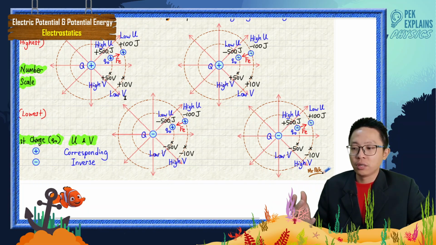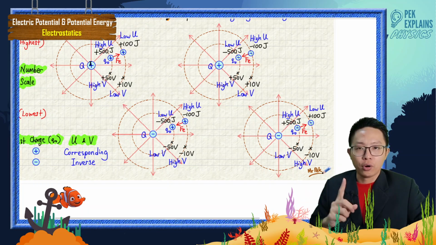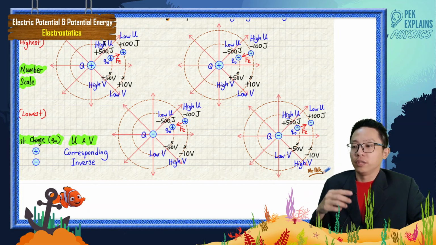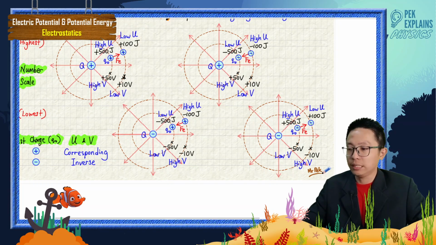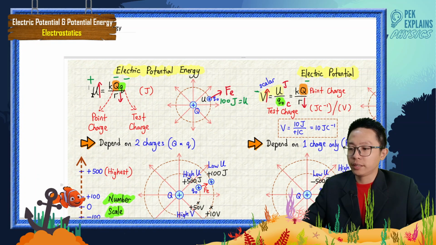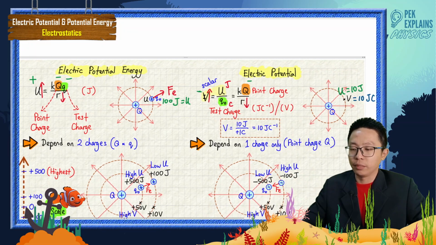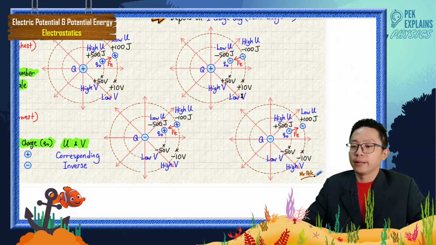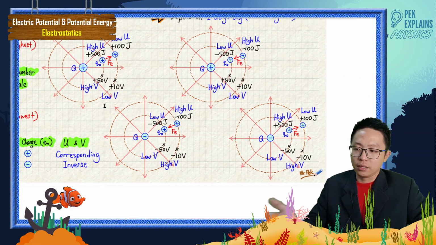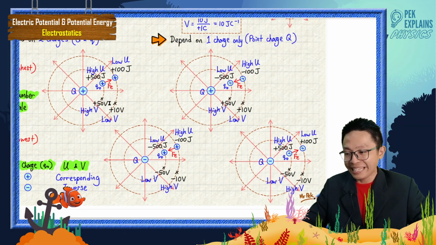Potential, just look at one point, which is a point charge. For the potential energy, you need to look at both charges, the point charge and a test charge. So because of the formula, U is KQ over R, there are two charges, point charge and test charge. But for the potential, there is only the point charge, one charge, which is KQ over R. Okay, that's it. Now you already know how to get the low and high value, the difference between potential and potential energy.